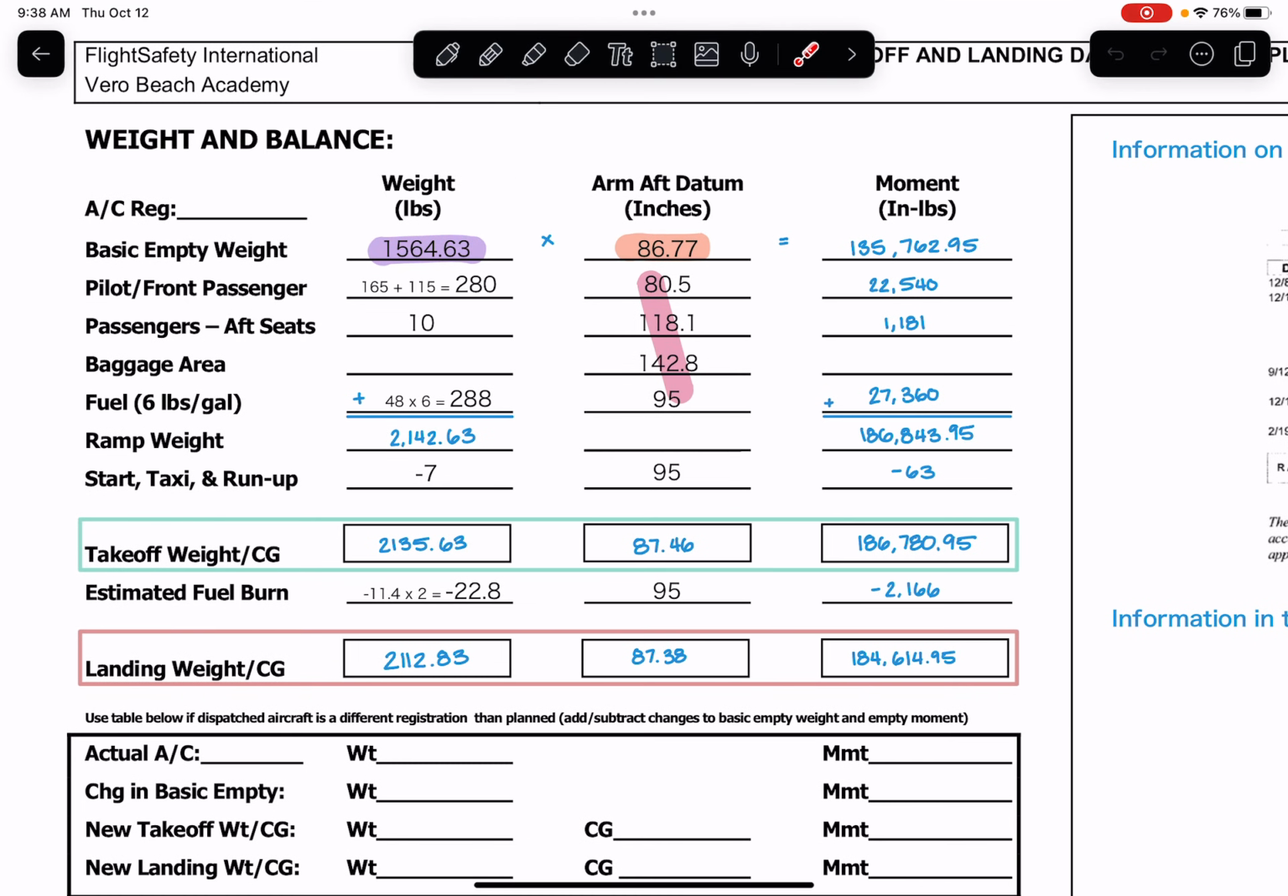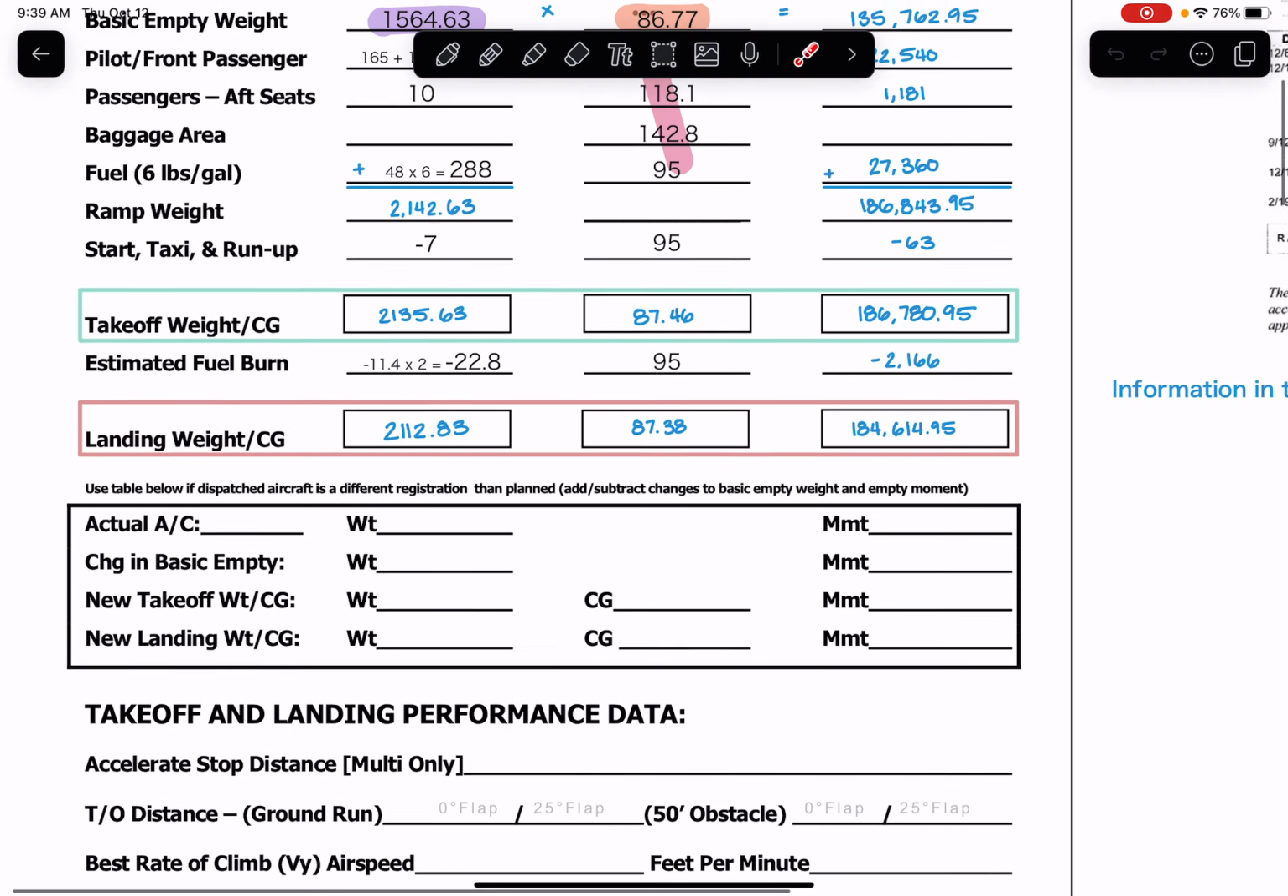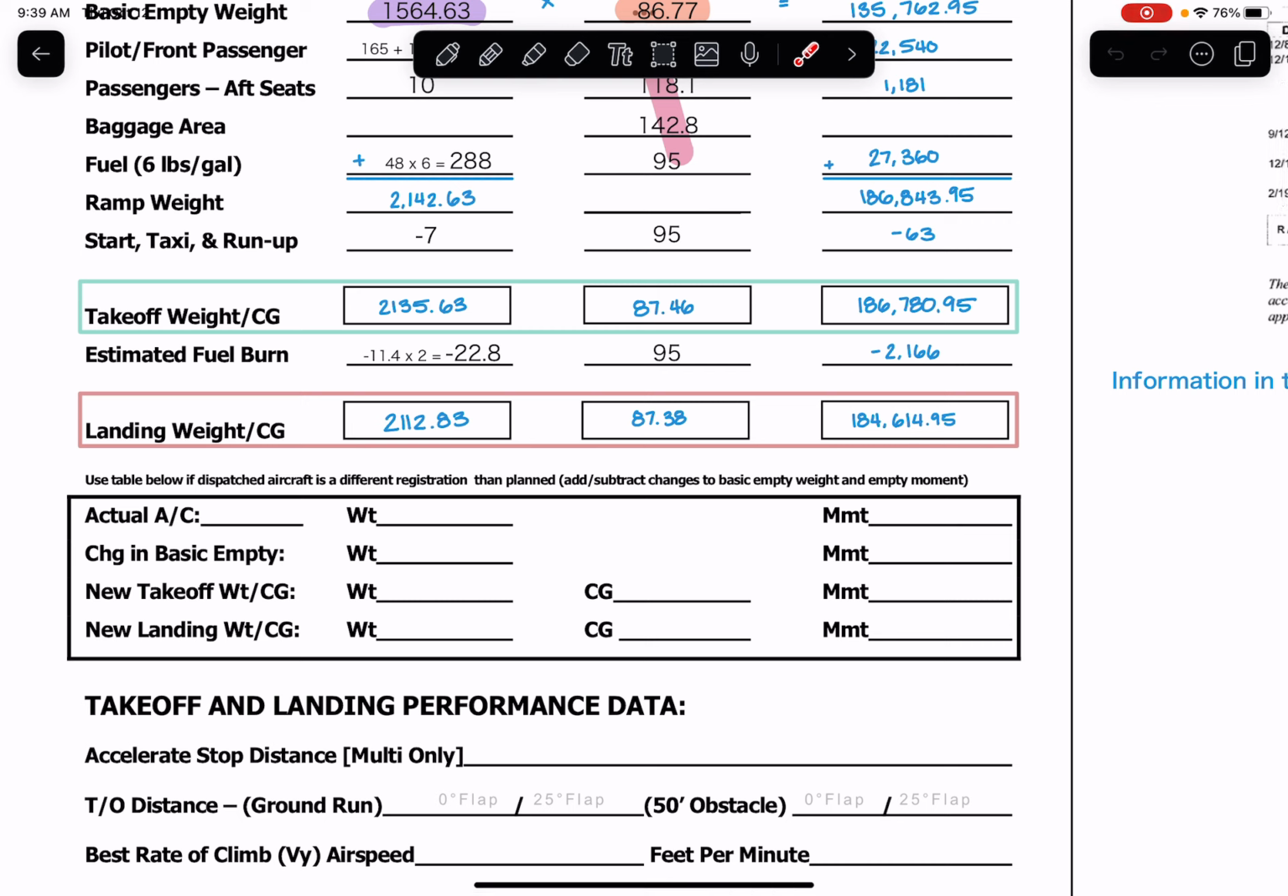Now that we've done that, we're going to add all of the weight together, and we're going to get a total ramp weight of 2,142.63. And then we're going to do the same for the moments, and we're going to get a total of 186,843.95, right? So that's our ramp weight. That's what we're going to weigh as we're taxiing in the ramp and onto Charlie.